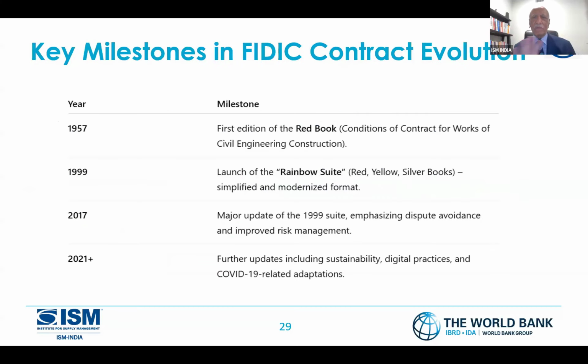Now here come a few milestones. The very first book came in 1957. Recently, in 2021, after COVID, they made a few more changes. They included updates on sustainability and digital practices, which were missing. That's why I was telling you about AI and all those things. They did put something in on digital practices and COVID-19 related adaptation. So it is updated too.